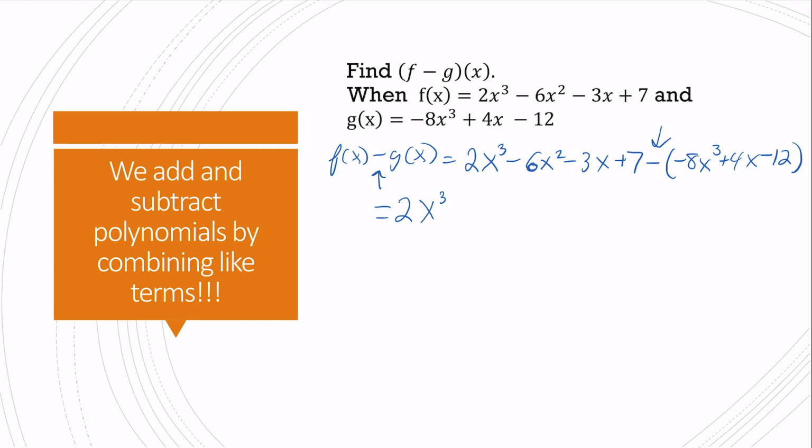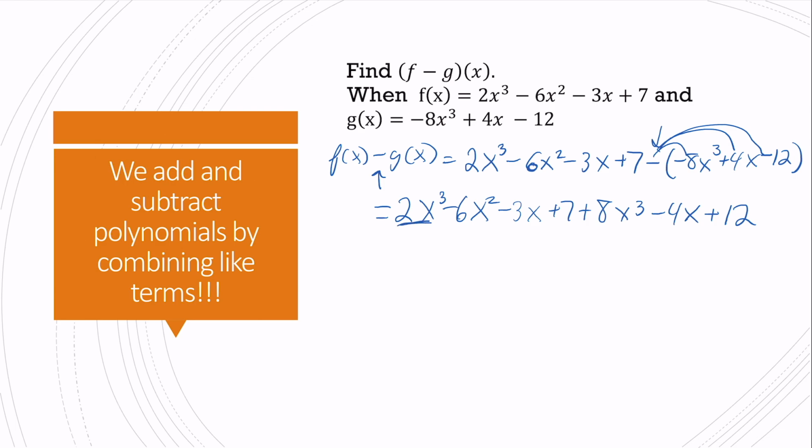So I've got 2x cubed minus 6x squared minus 3x plus 7 minus a negative 8x cubed, that becomes a positive 8x cubed, minus 4x, just x, not cubed, plus 12. Okay, so now we could combine like terms.